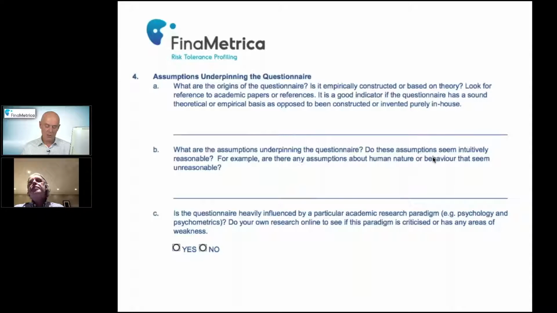The next question is, what assumptions underpin the questionnaire? It was clear from talking to Stewart that in many cases there are no assumptions. The questionnaire just is there.